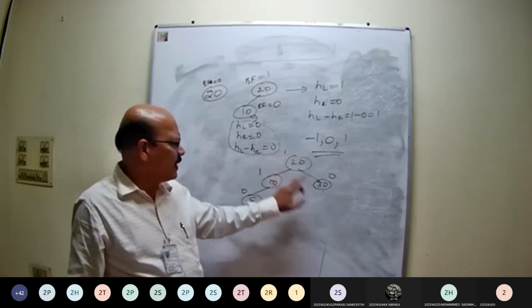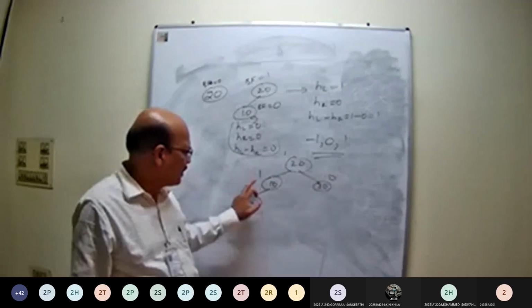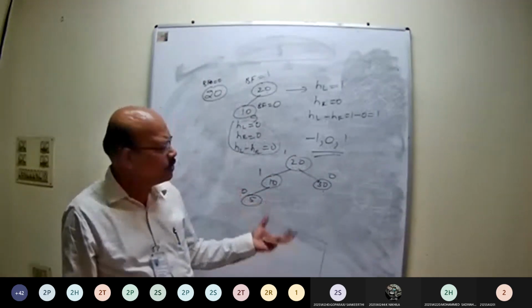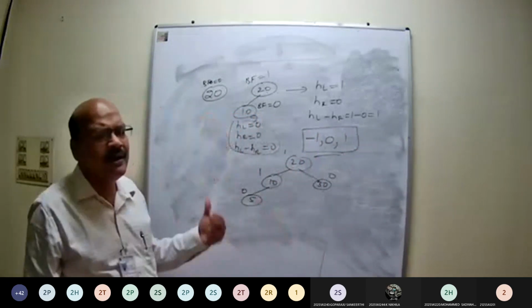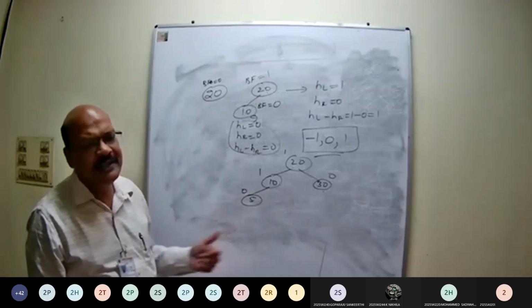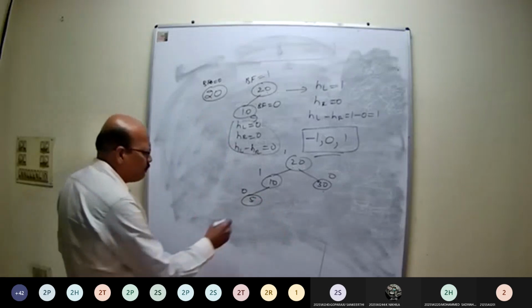So 20's balance factor is 1, 30's balance factor is 0, 10's balance factor is 1, and 5's is 0. So all the nodes' balance factors are within the permissible range. Either they are 1 or 0. So now it is an AVL tree. Now let us add one more node.